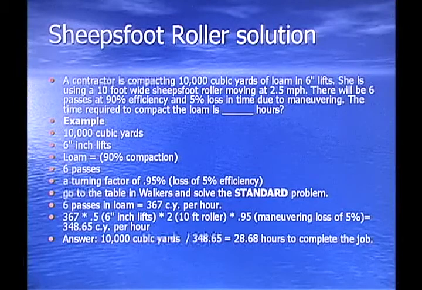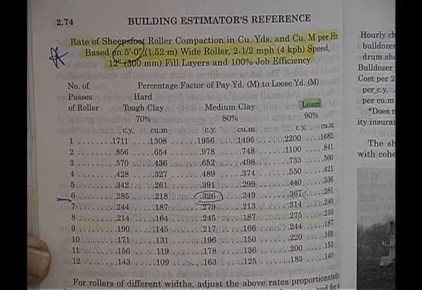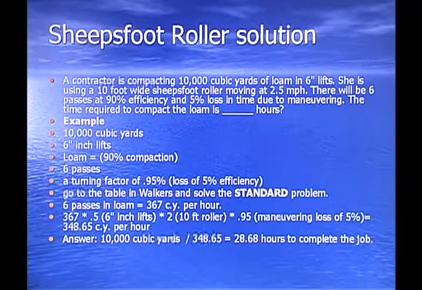So here's an example of this, a sheepsfoot roller problem. A contractor is compacting 10,000 cubic yards of loam. Loam is sand, in 6-inch lifts. She is using a 10-foot wide sheepsfoot roller moving at 2.5 miles an hour. There will be 6 passes at 90% efficiency and 5% loss in time due to maneuvering. The time required to compact the loam is how many hours?